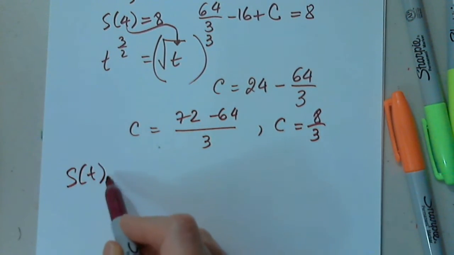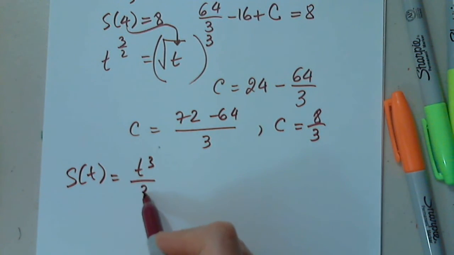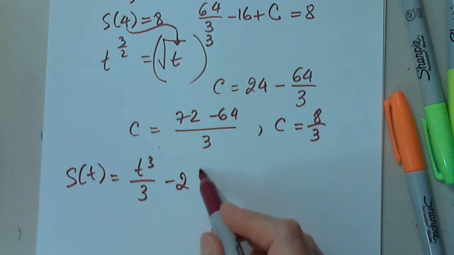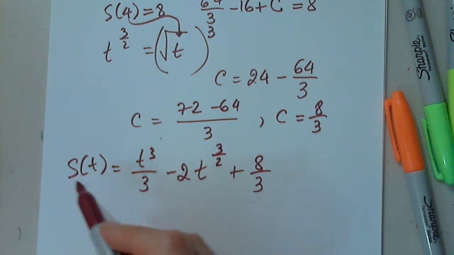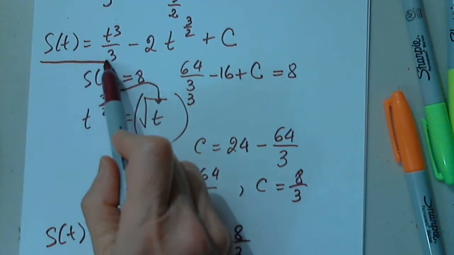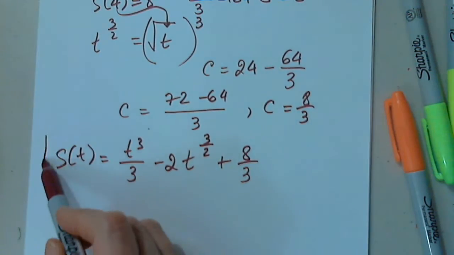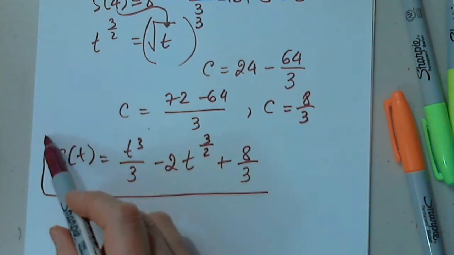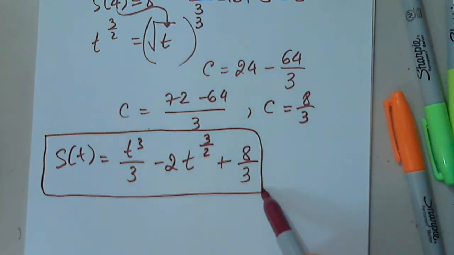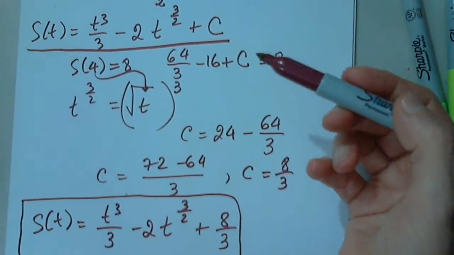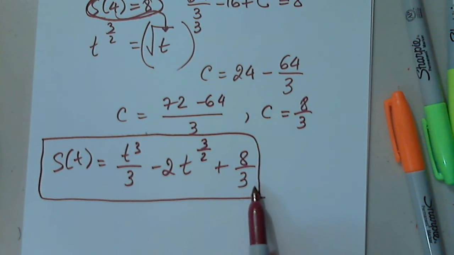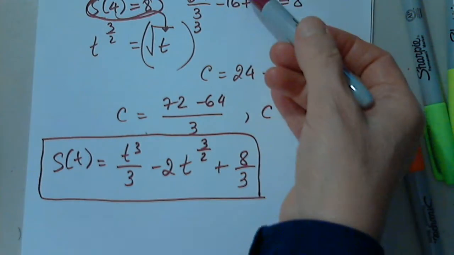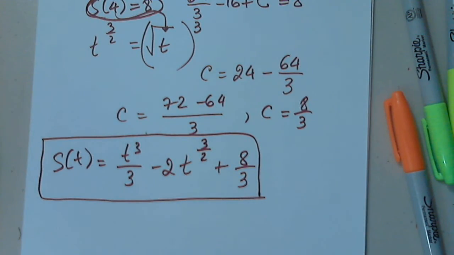Anytime. So s of t is t to the third over 3 minus 2 t to 3/2 plus 8/3. So this was the most general antiderivative. This is one and only one, a unique antiderivative, because it fulfills the given condition. No other antiderivative will fulfill the given condition and still have that v of t.